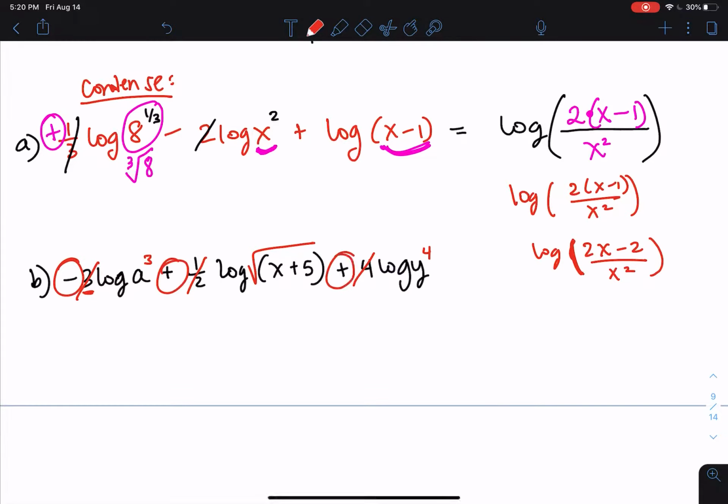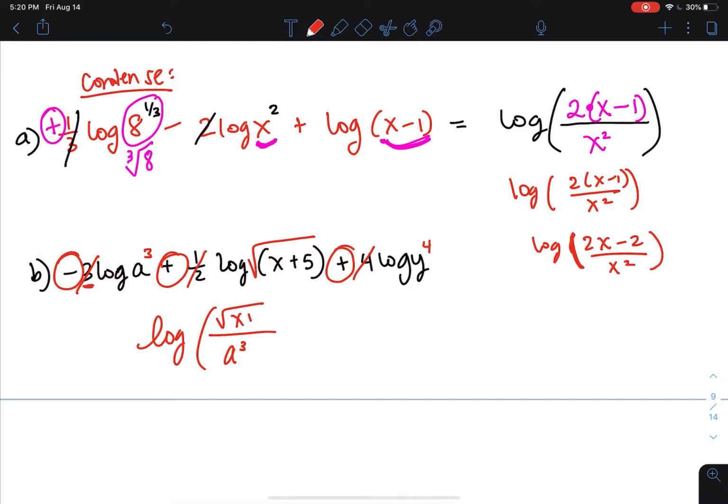The signs tell us where the terms after them go. So I'm writing my one big log, and a cubed is going to be in the denominator. Square root of x plus 5 in the numerator because of the plus sign, and then y to the 4th also in the numerator. Make sure that you're multiplying them, not adding them. That would be incorrect.